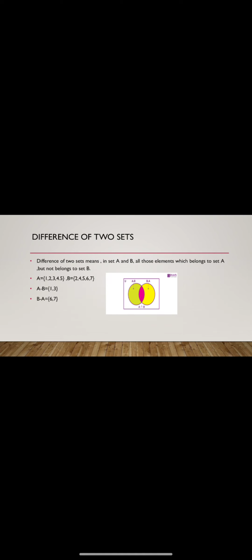Next is the difference of two sets. The difference of two sets means in set A and set B, all those elements which belong to set A but do not belong to set B. In difference of two sets, we are considering two sets A and B. A minus B means A difference B. That means the elements which belong to A but do not belong to B, that will be A minus B.